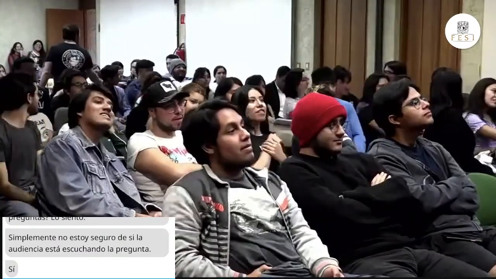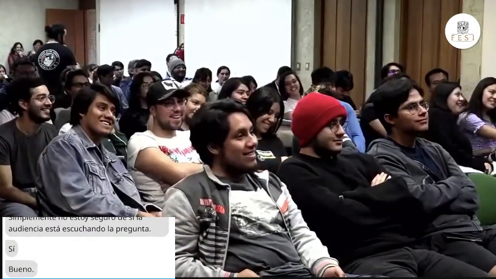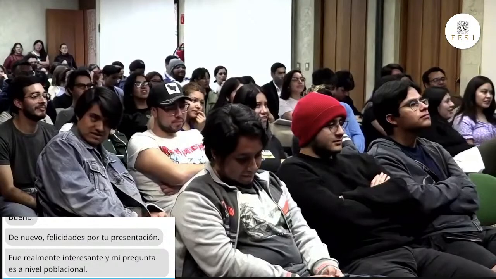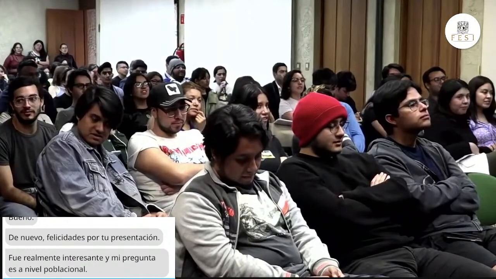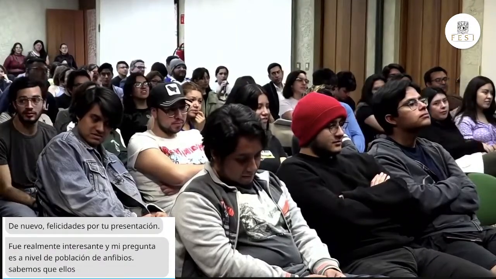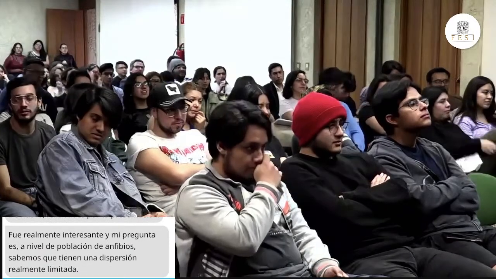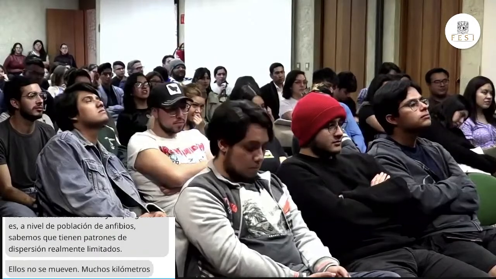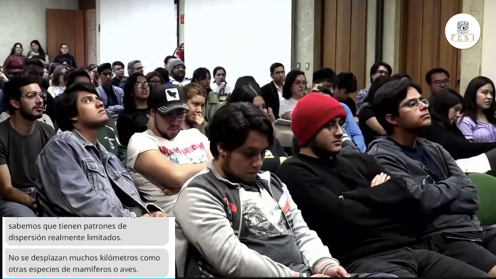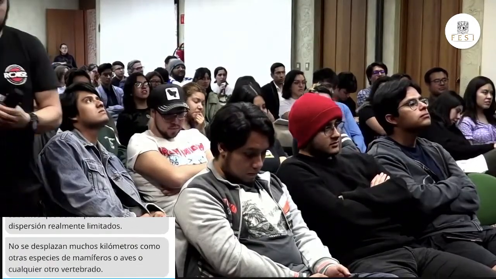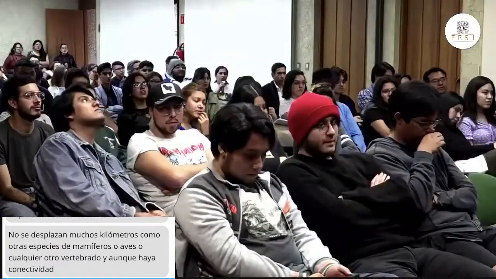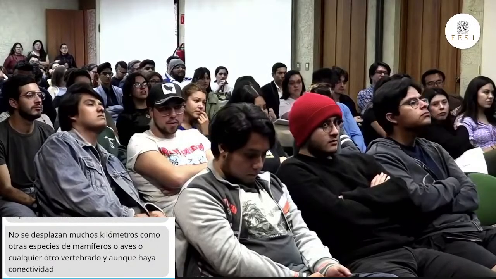Okay, again, congratulations for your presentation. It was really interesting. And my question is, at the population level of amphibians, we know that they have really limited dispersal patterns. They do not move many kilometers as other species of mammals or birds or any other vertebrates. Even if there is connectivity in the landscape, how can that gene flow happen?